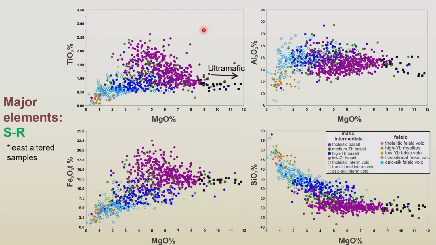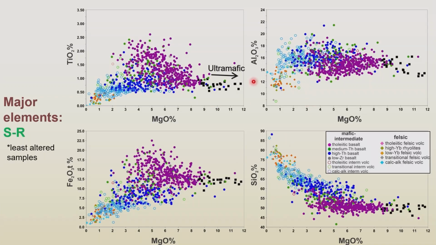So tholeiitic basalts tend to go from low to high concentrations in titanium. It is the same case for the iron. Alumina has low concentrations and rises a little bit, but they tend to have similar concentrations in silica. And then for the other case, the high thorium basalts, they tend to be lower in titanium and iron. They tend to have more silica and also more alumina.